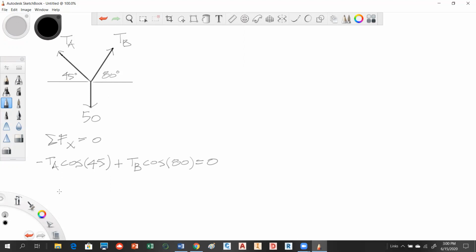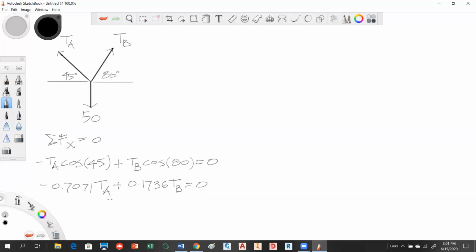So we can resolve this to simplify it. Cosine 45 is 0.7071 tension A plus, we take the cosine of 80, and that gives us 0.1736 tension B. So we have one equation, two unknowns.